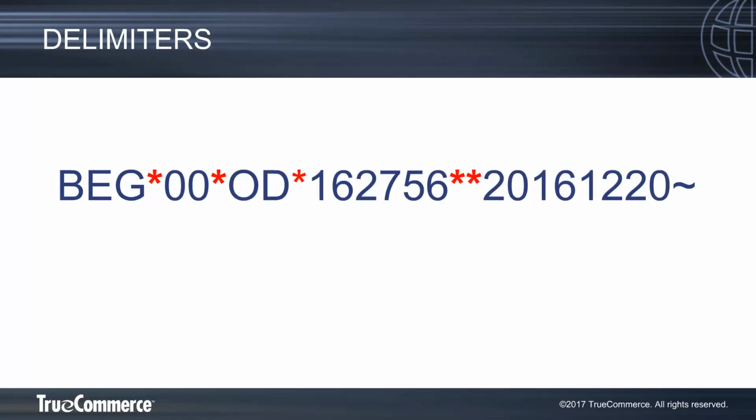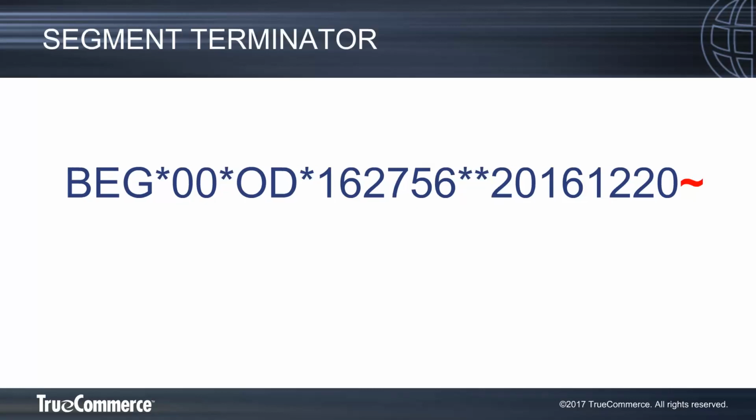In this example, the elements are separated by asterisks. These are called delimiters. The tilde at the end of this segment is the segment terminator, signifying that it is the end of the segment and another segment is beginning, or that it is the end of the data.